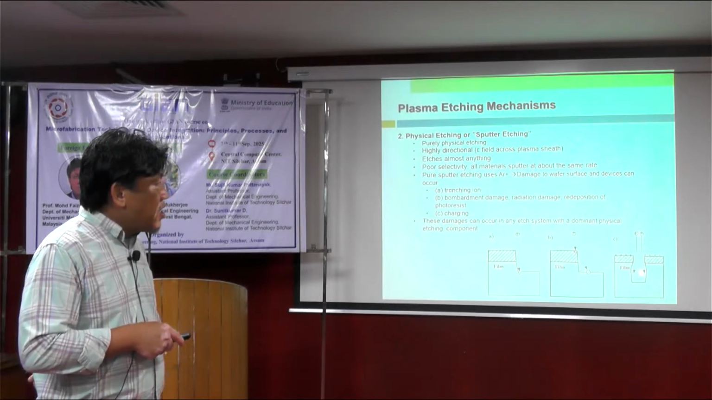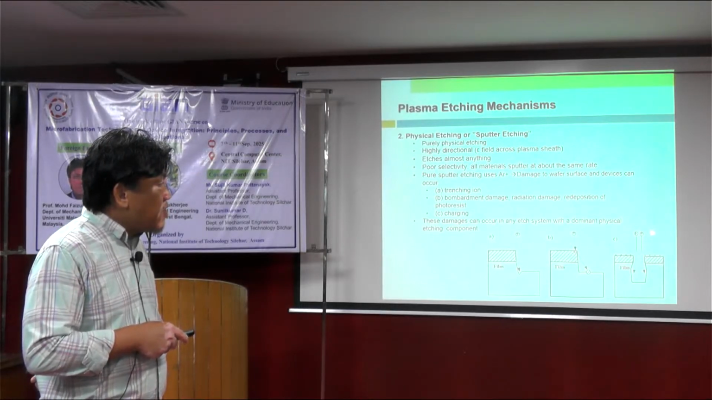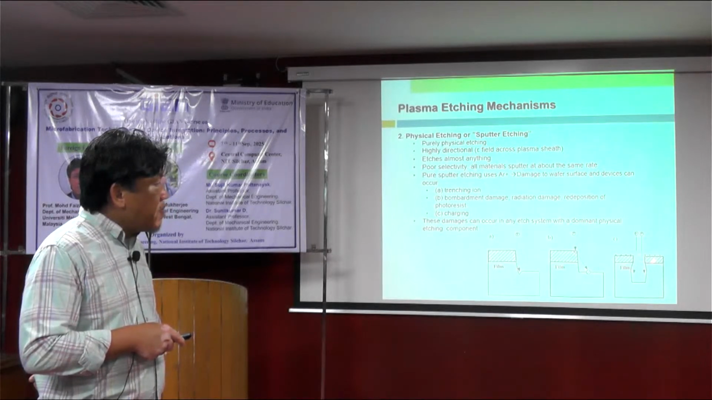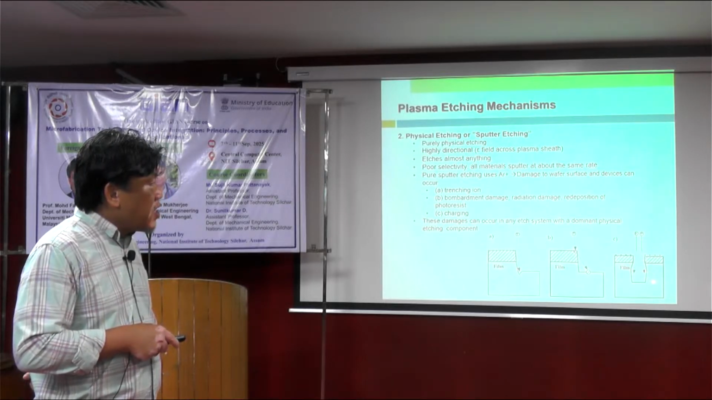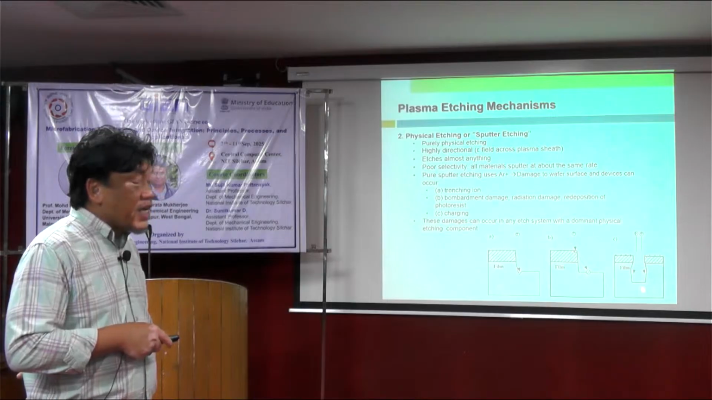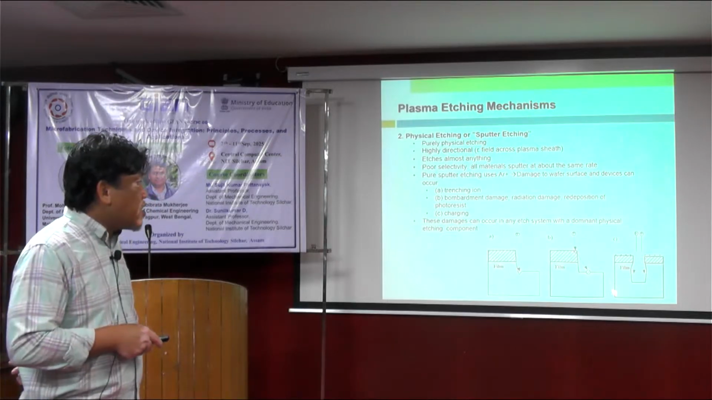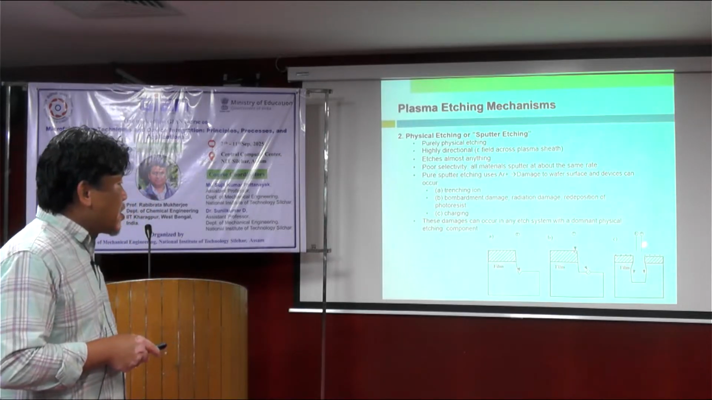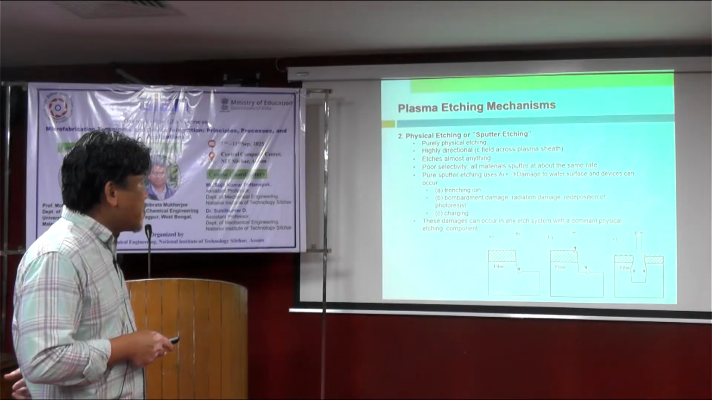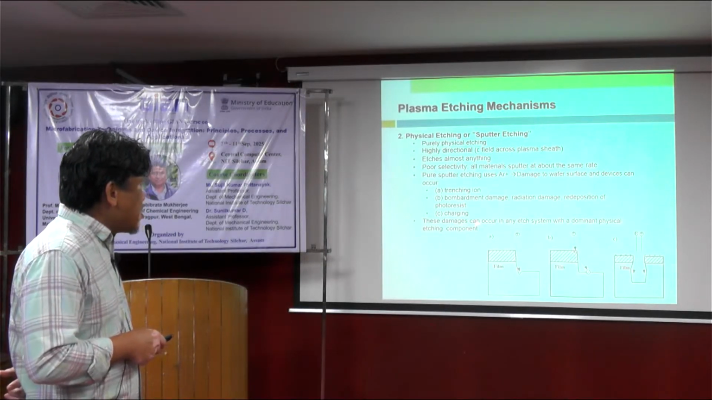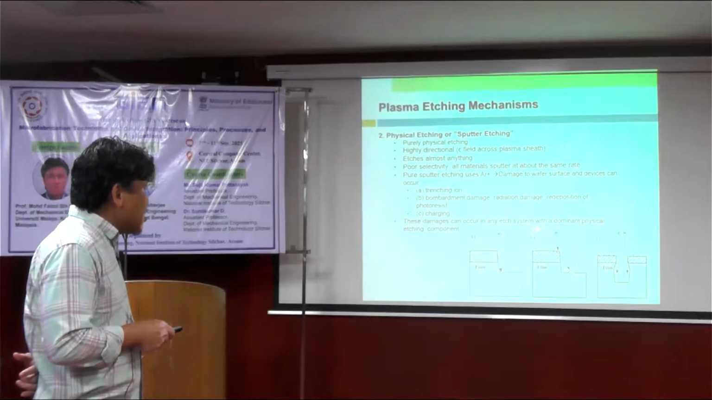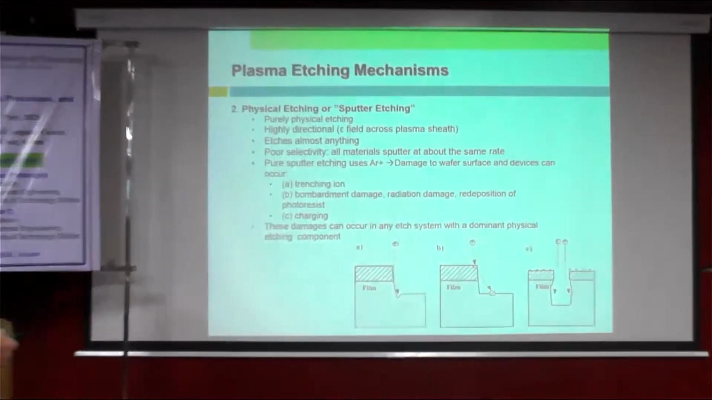So you will have this kind of undercut, for example, because of the charging of the surface here. Because this is a positive charge ion, and because of the charging, let's say this is a negative, it will attract the positive charge to bend slightly to the side. So this will cause a not straight cut in the material removal. These damages can occur in any etch system with a dominant physical etching component.